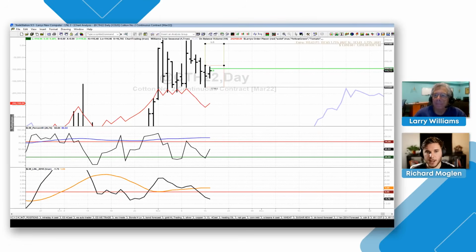So you're kind of combining time frames, looking for the overall setup on the weekly, and then going to the daily for execution. Correct.